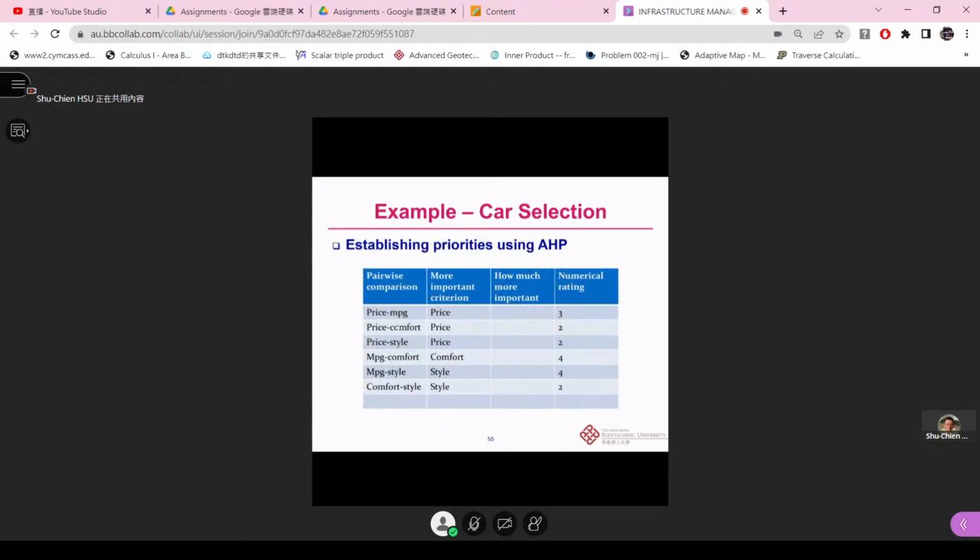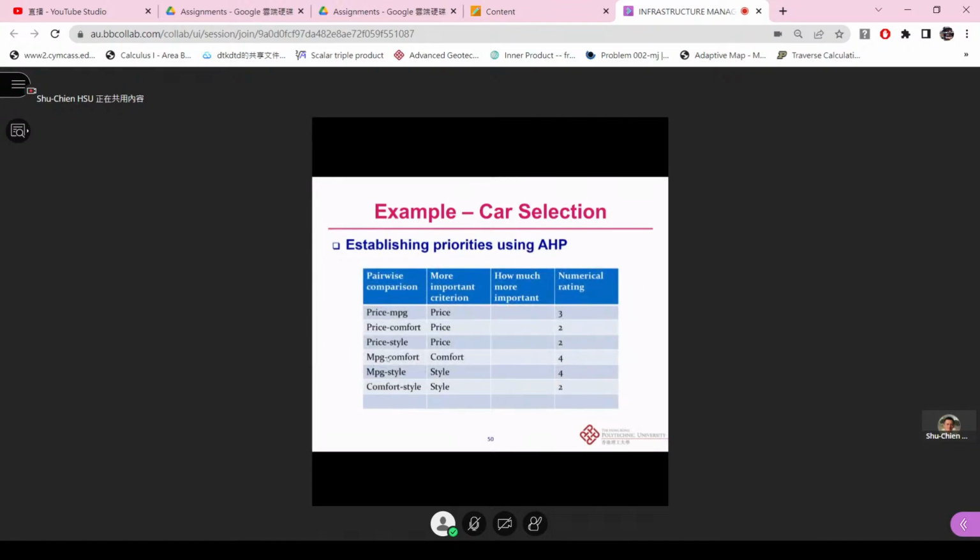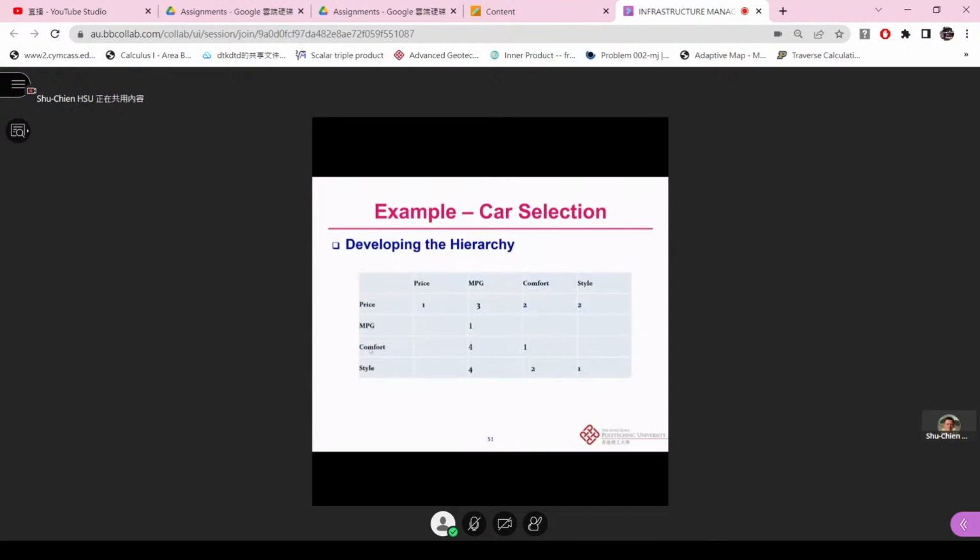Then if we go back here, price versus comfort is 2 versus 1, so we put 2 in the price versus comfort cross column. We do the same for style. Then, for example, comfort versus MPG, why do we get a 4? We can refer to here: this is MPG versus comfort, and you can see comfort is more important than MPG. So we put 4 here, 4 versus 1, in the cross column for comfort and MPG.